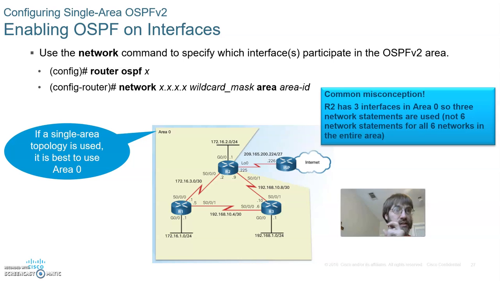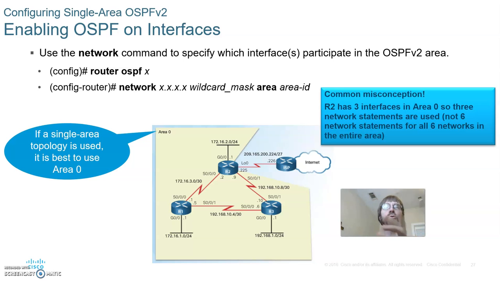where you'll see 172.16.3.0/30, or 192.168.10.4/30, or 172.16.1.0/24. Those are the networks that you're going to include in the OSPF area using a network statement, and also the appropriate wildcard mask. The wildcard mask is really important because with the wrong mask, you don't establish neighbor adjacencies between the routers, and also you may advertise the wrong kind of network, either more or less than you actually mean to advertise.